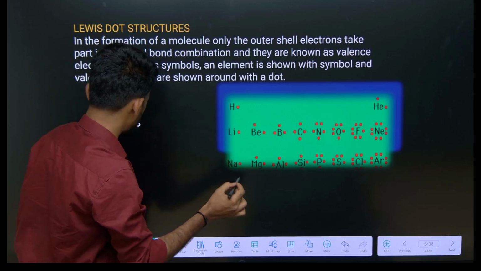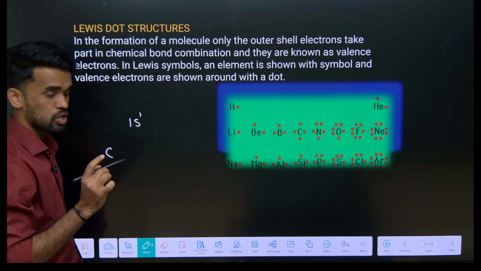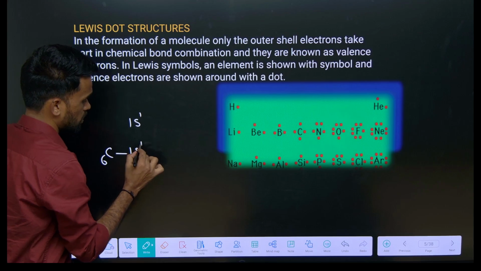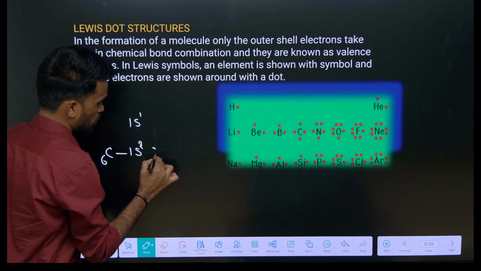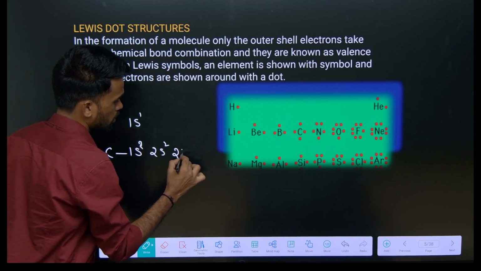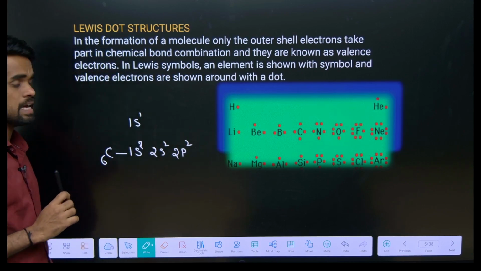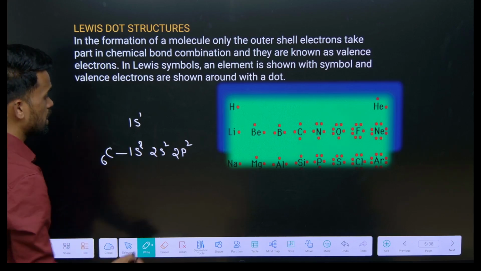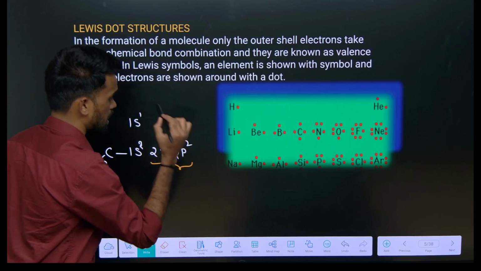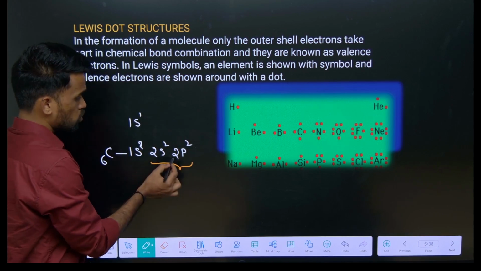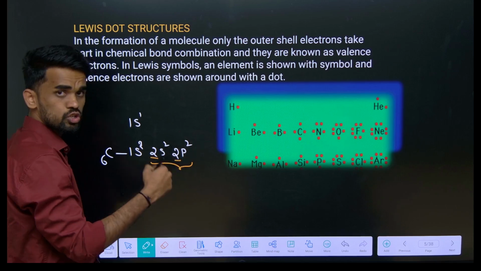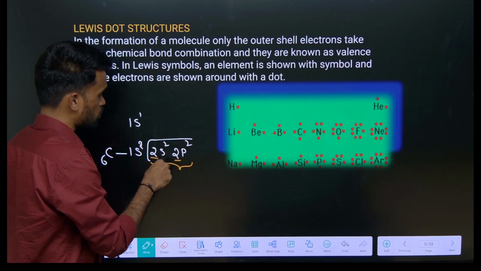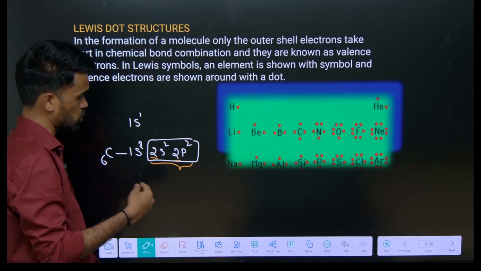For example, let us say carbon, with atomic number 6. We can write the electronic configuration as 1s2, 2s2, 2p2. Like this we can write the electronic configuration, right? Now valency electronic configuration means considering the outermost shell electrons. The outermost shell is the one where the n value is highest. So it will be 2s and 2p. This belongs to the outermost valency electrons, the outermost shell electrons.